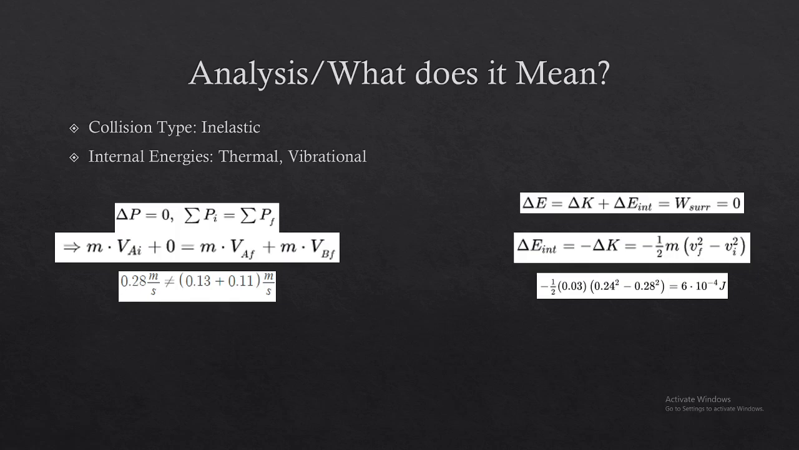Now, what does that mean? That means that delta K, the kinetic energy, is not conserved. It's not equal to 0. So we have a delta E internal, which we can solve for, which I've done here, to get 6 times 10 to the negative 4 joules.